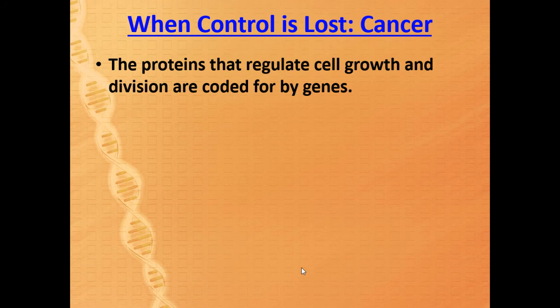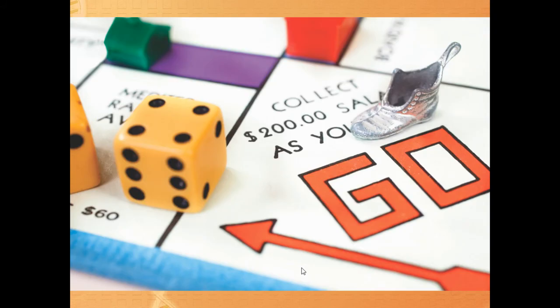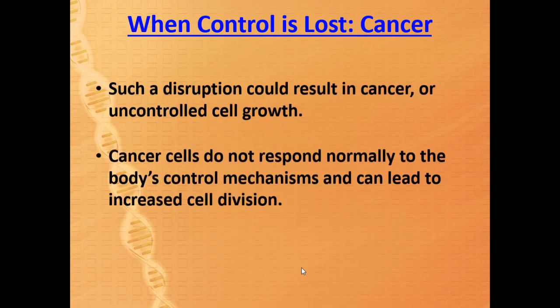The proteins that regulate cell growth and division are coded for by genes. If a mutation occurs on one of these genes, the proteins may not function properly and get through a checkpoint that it has not been cleared to pass. So it's kind of like Monopoly. You'll either collect your $200 and continue on, or you'll end up going to jail.